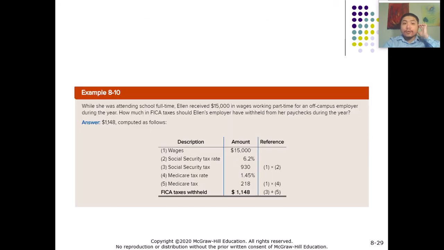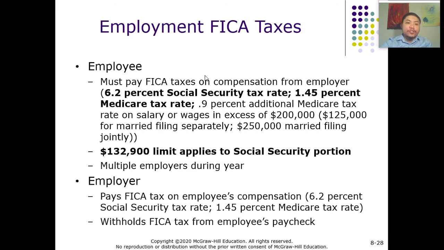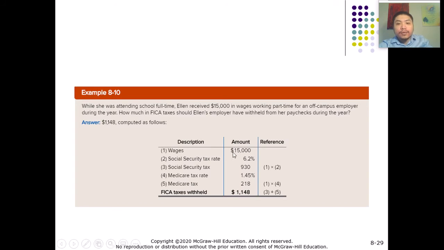Oh, I forgot to go over this example. This example illustrates what we just talked about. In this case, Ellen received $50,000 in wages working part-time for an off-campus employer during the year, and it asks how much in FICA taxes Ellen's employer should have withheld from her paychecks. We know that she has to pay 6.2% Social Security tax and 1.45% Medicare tax, and the base is $50,000.